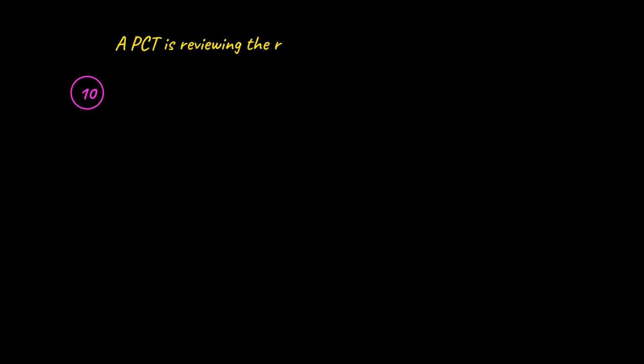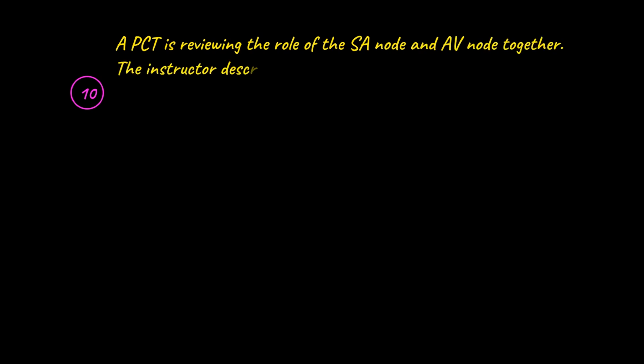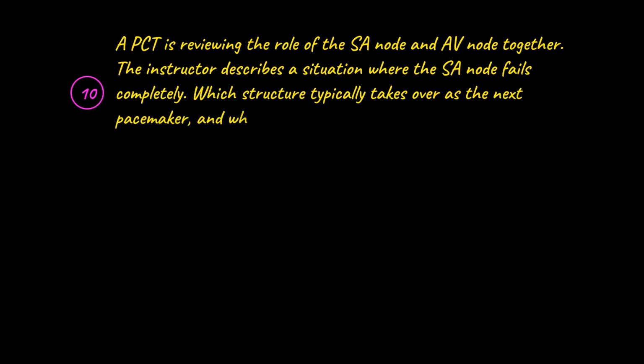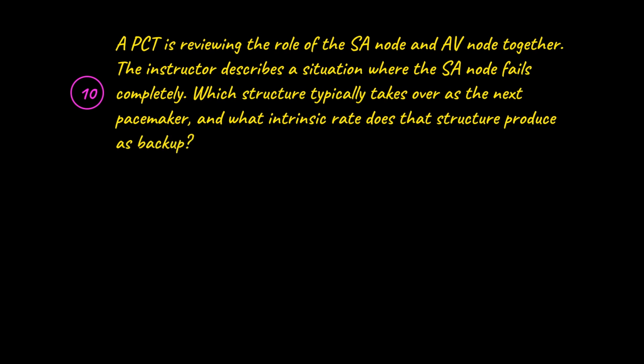Question 10. A PCT is reviewing the role of the SA node and AV node together. The instructor describes a situation where the SA node fails completely. Which structure typically takes over as the next pacemaker? And what intrinsic rate does that structure produce as backup?